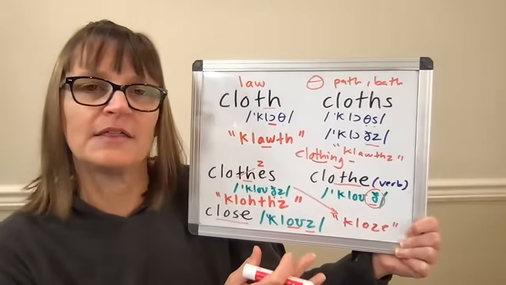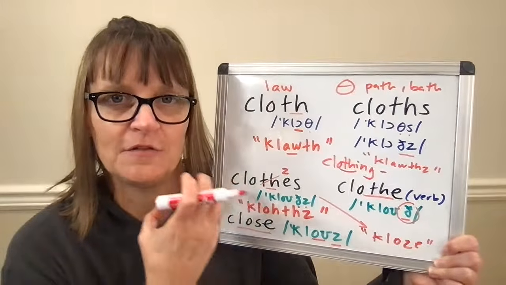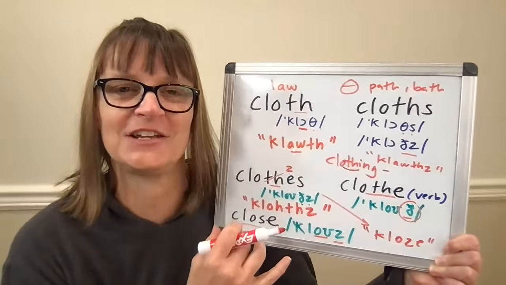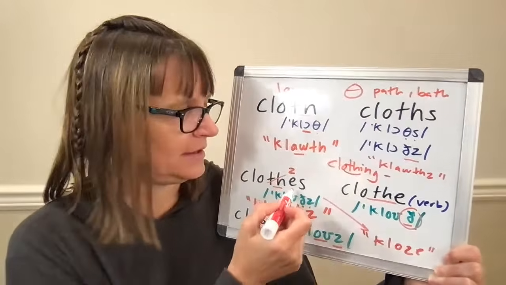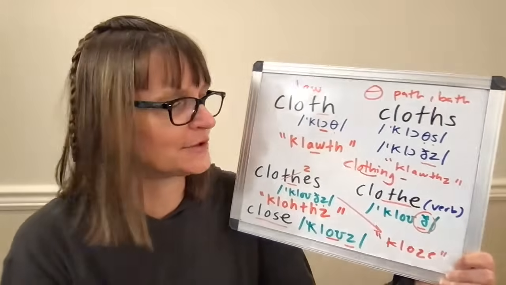So I hope that helps clear up the differences between the vowel sounds and the ways the TH sounds happen and the way the Z sounds or S sounds happen at the ends of the plurals.